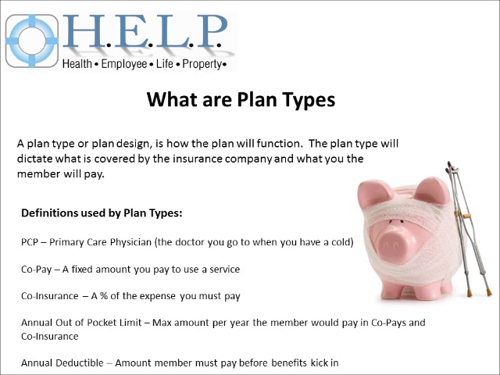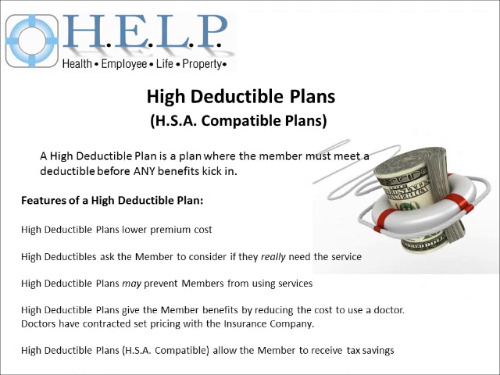Some common definitions that are used in plan types are PCP, your primary care physician. Who do you go to when you get a cold? Copay, a fixed amount the member pays for services. Coinsurance, a percentage of the cost the member must pay. Annual out-of-pocket limit. This is the max amount in a given contract year that you would have to pay, which includes all copays and or coinsurance. Annual deductible. The amount a member must first pay before benefits typically kick in.